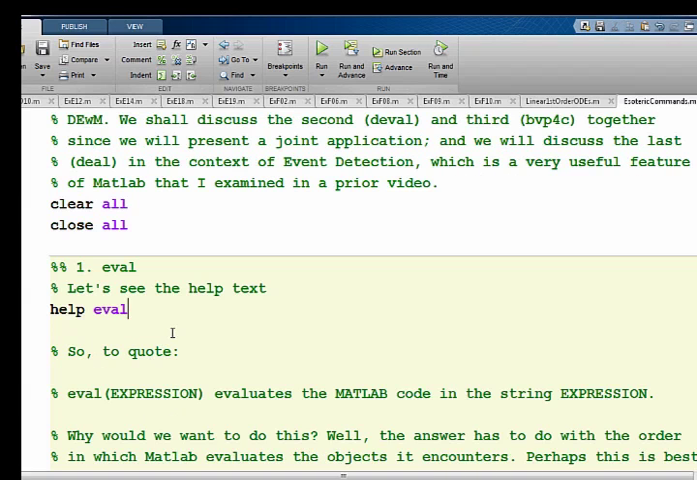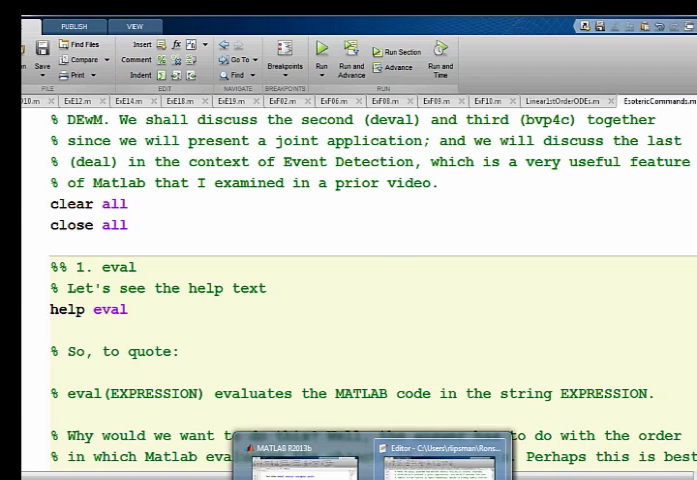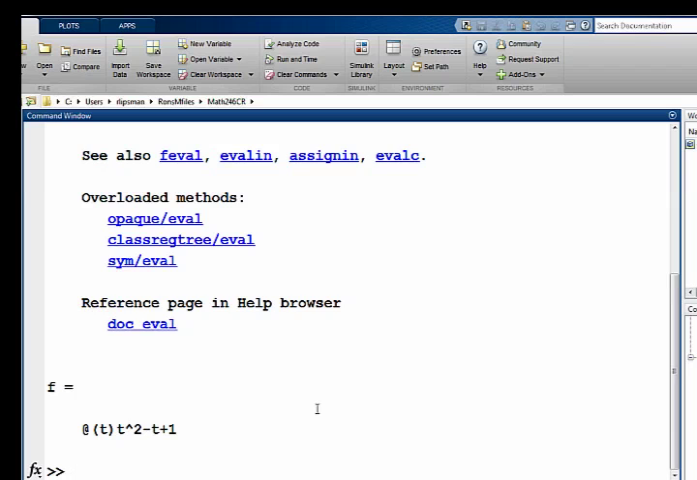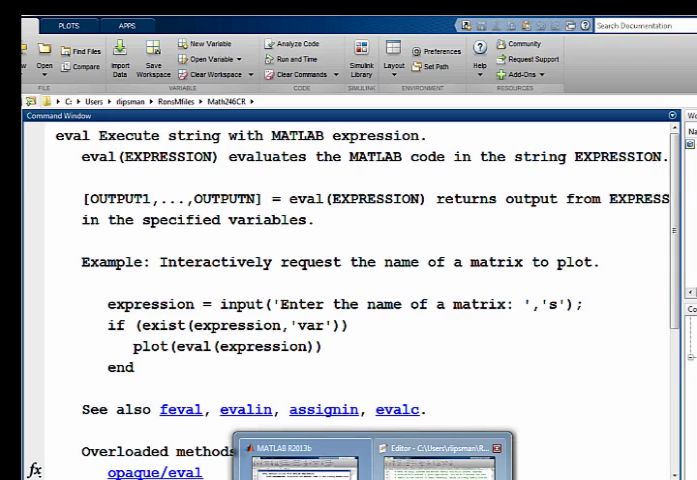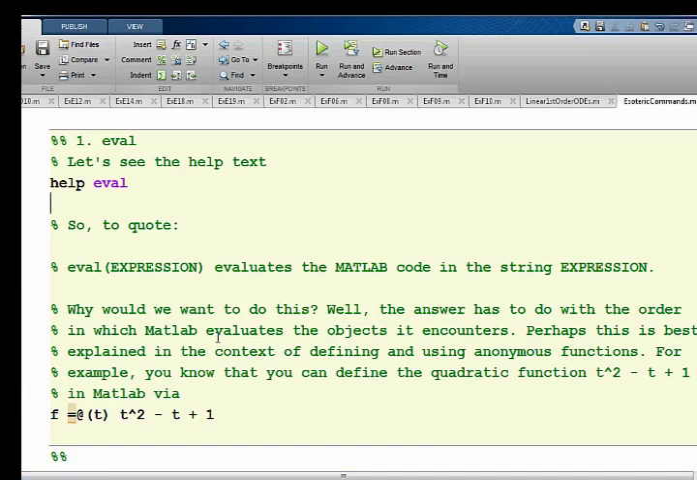So, we'll see the help text. If I run this, it will be in the MATLAB window. Here it is. So eval executes a string with a MATLAB expression. And eval expression evaluates the MATLAB code in the string expression. Let's go back to the editor window. And I'll quote again, eval on an expression evaluates the MATLAB code in the string expression.